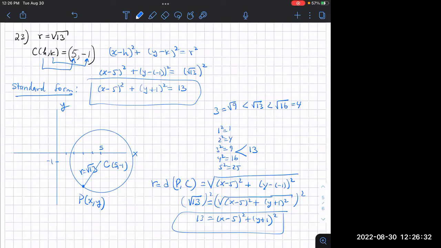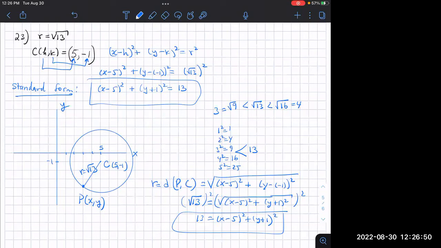So what does that mean? Any numbers that you put in for x and y that make this equation a true statement will be on the circle. Any point that satisfies that equation is a point on the circle. Okay, now let's do the general form.